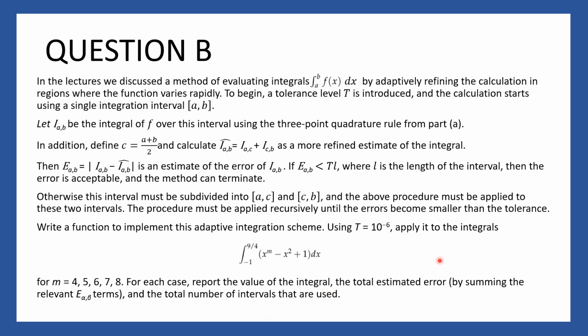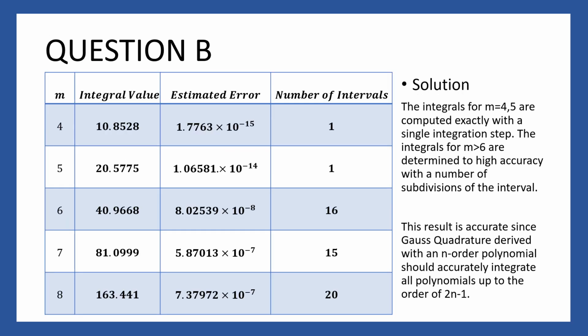So after running the code, these were the integral values for each of the m's. M of 4 had this value, m of 5 had this value, m of 6 had this value, m of 7 had this value, and m of 8 had this value.